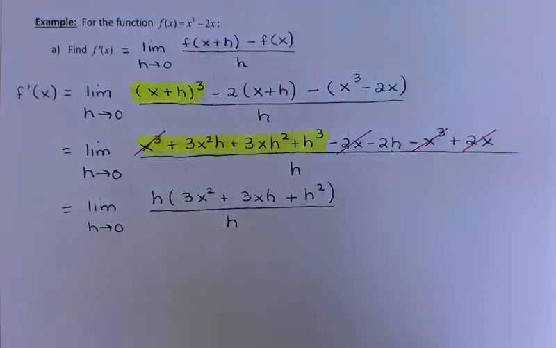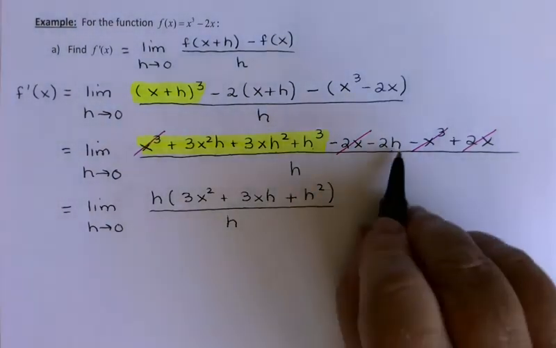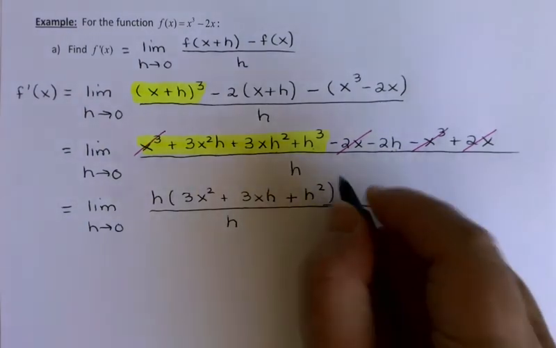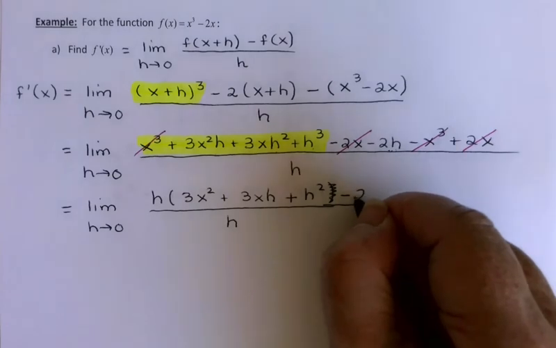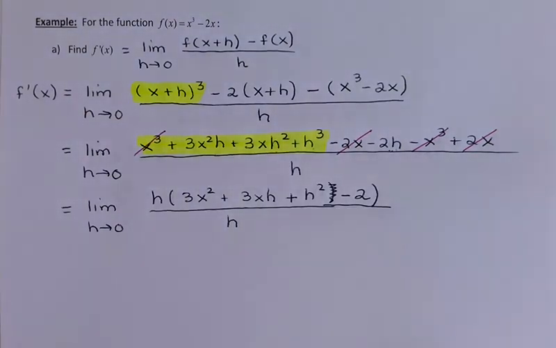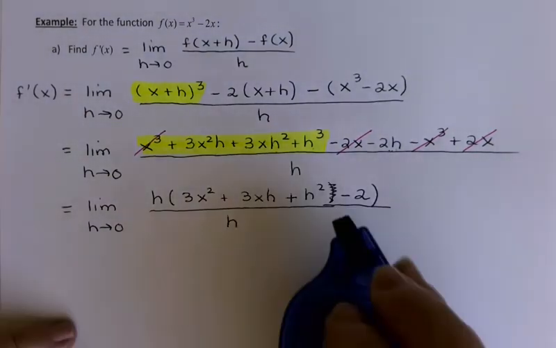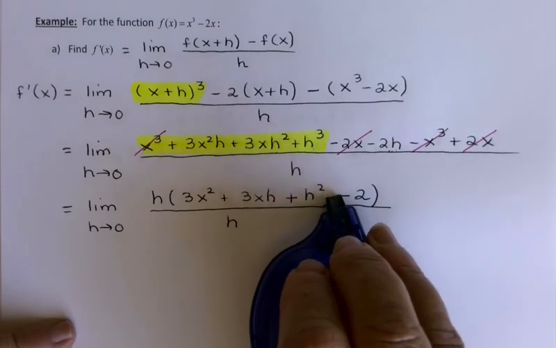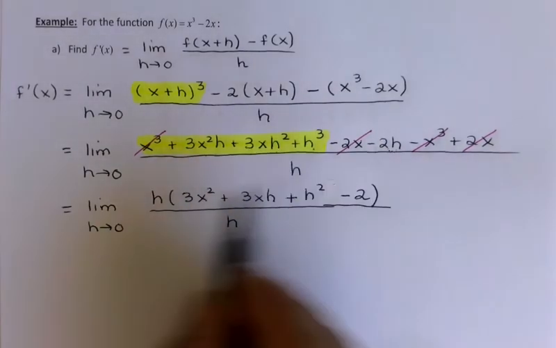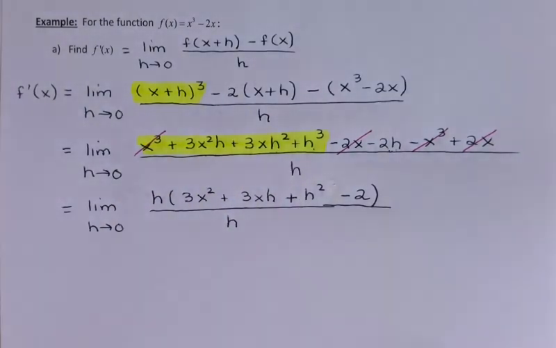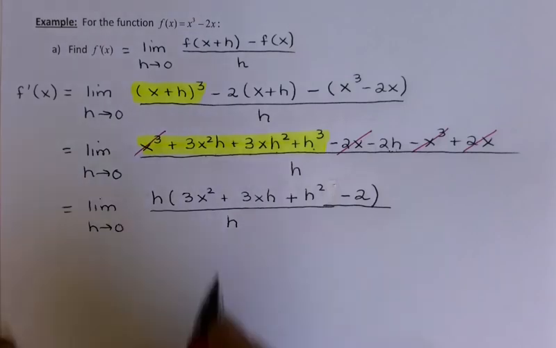Oops, you know what? I lost a piece, didn't I? This minus 2h right here. When I factor the h out, I should have had a minus 2 there. So let me fix that. There, that's better. All right, now 1, 2, 3, 4 terms. I got them all.